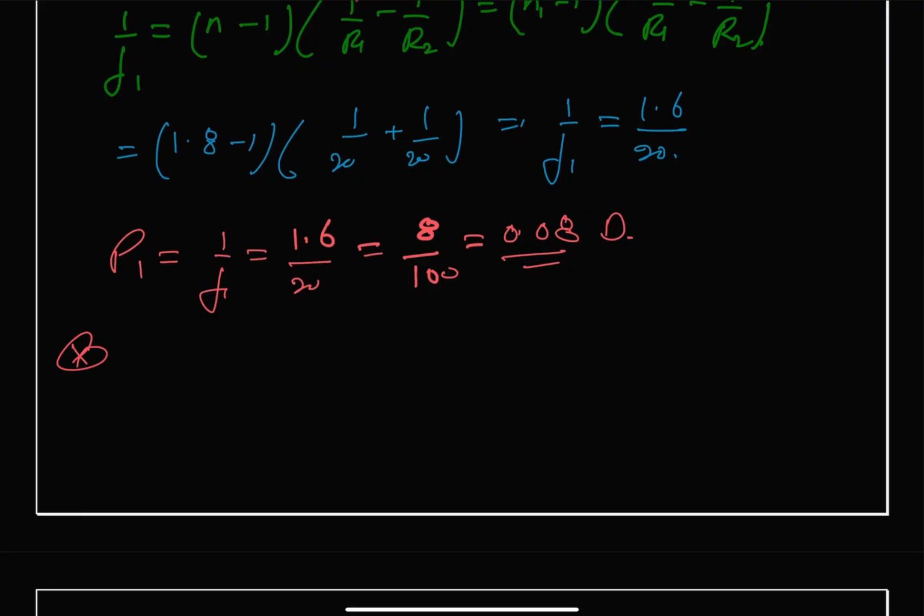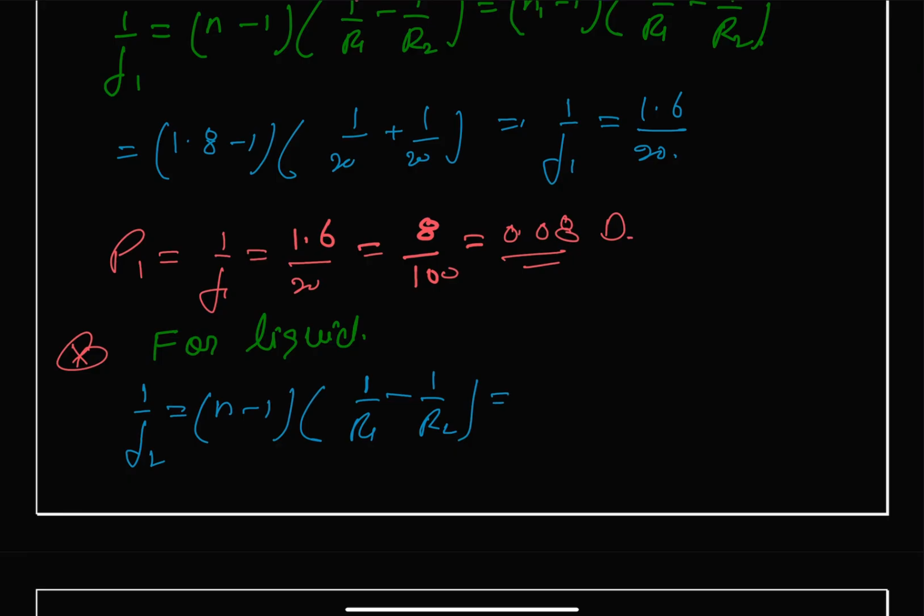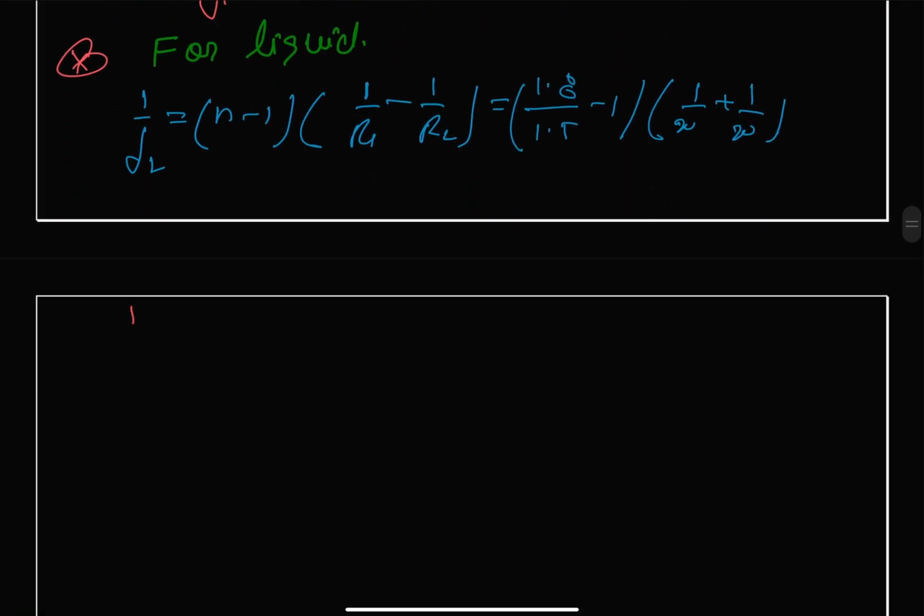Now we come to the liquid. We take the medium as a liquid. For liquid, 1 upon F2 will be equal to n minus 1, times 1 upon R1 minus 1 upon R2. Here n is nothing but a relative refractive index. In the previous case it was in air, so it had to be divided by 1. In this case it is in a liquid with a refractive index, so we can write this as 1.8 divided by 1.5 minus 1, times 1 upon 20 plus 1 upon 20. Therefore, 1 upon F2 will be equal to 1.5 and 1.8.